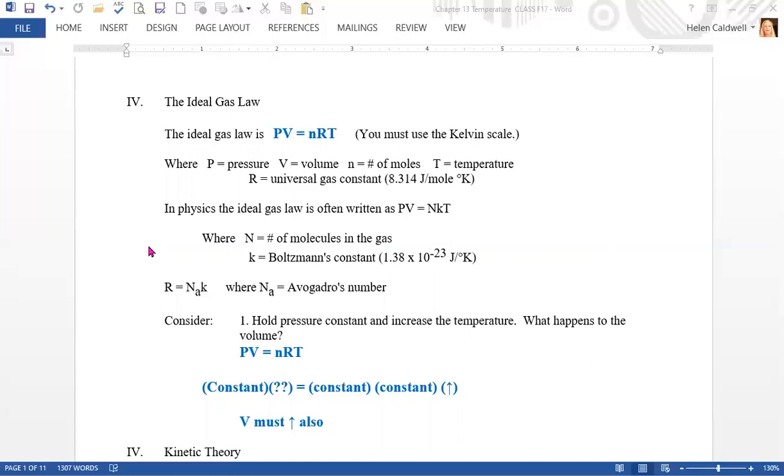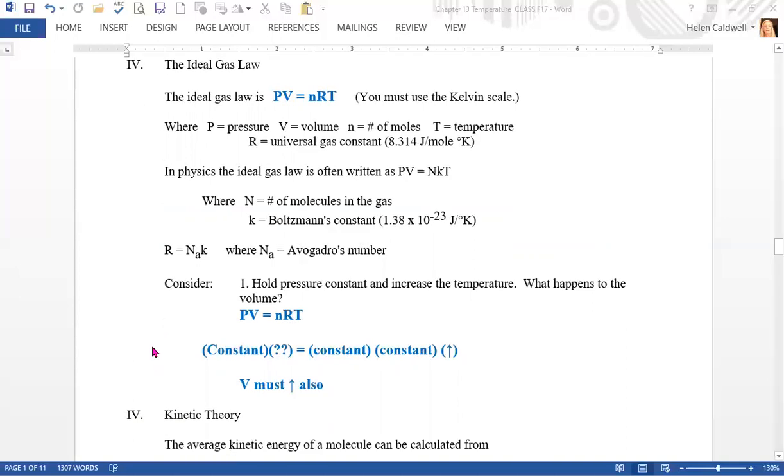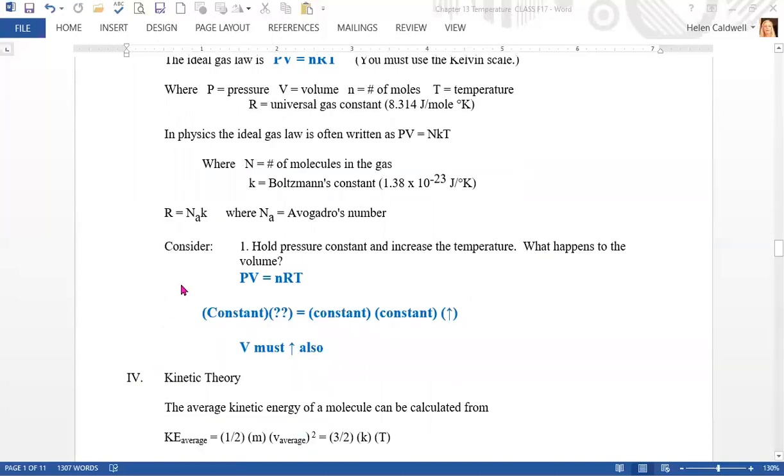So let's talk about that, because I'm not going to ask you to do math with it. We're going to just look at relationships. So suppose we hold the pressure constant and increase the temperature. So PV equals nRT. We hold the pressure constant, but the temperature goes up. So pressure is constant. We want to know what happens to the volume. That's why there's a question mark there.